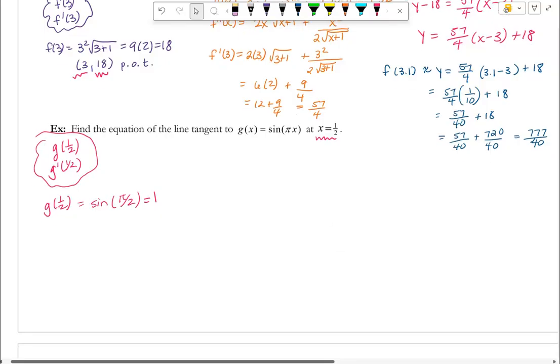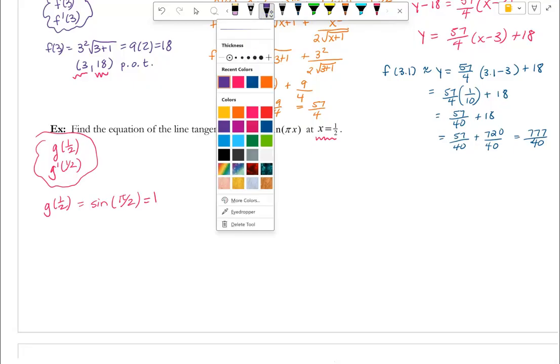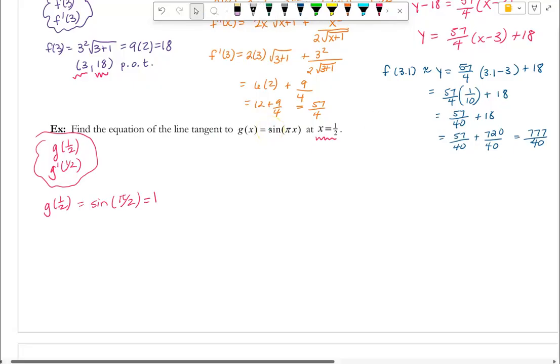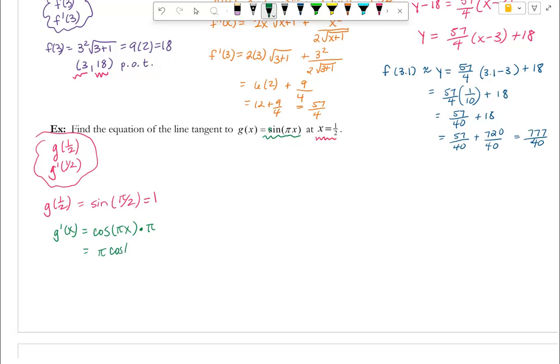In order to find g prime of 1/2, I need g prime of x first. So I need to find my derivative as a function of x before I can plug in my 1/2. So g prime of x. Well, I notice that I have a composition here. My outer function is a sine of x, but on the inside, I don't just have x, I have pi times x. So the derivative of sine of some junk is cosine of the junk. So I'm going to keep my pi x times the derivative of the junk, so times pi. And we could just clean that up and think of that as pi times the cosine pi x.